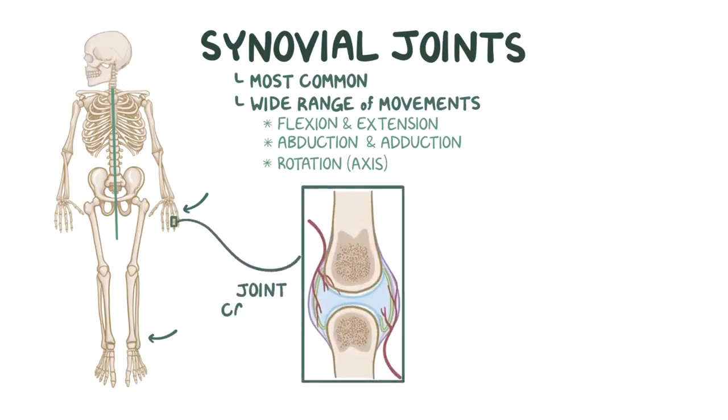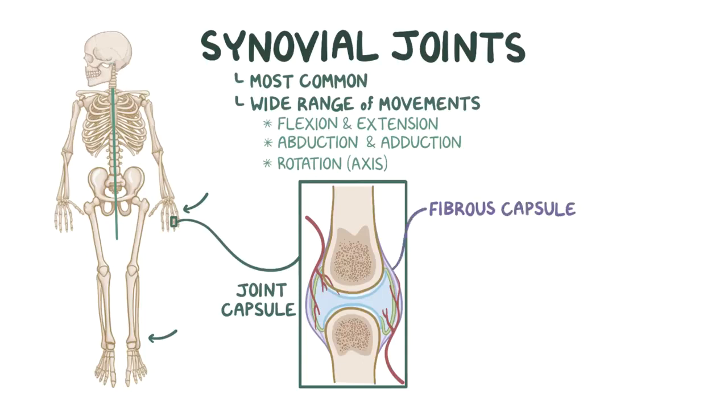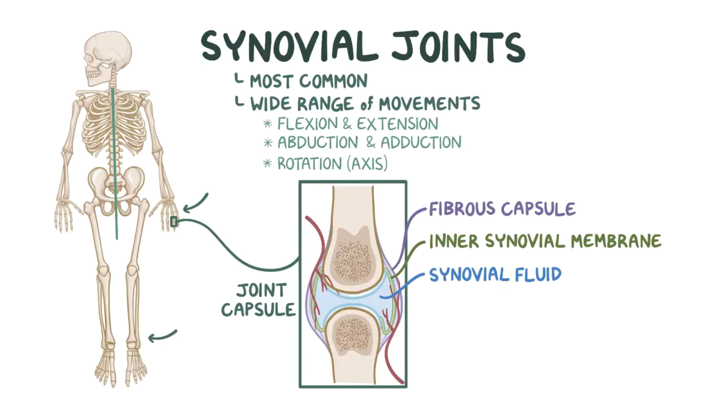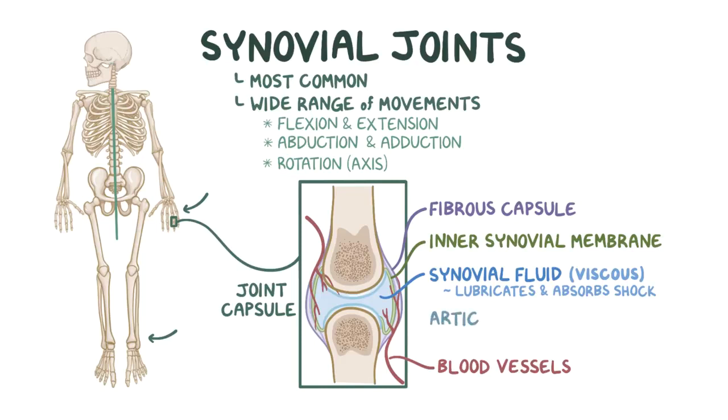Synovial joints have a joint capsule, which has an outer fibrous capsule and an inner synovial membrane filled with synovial fluid. Synovial fluid is a viscous fluid that looks like the white of an egg, and it helps lubricate the joint and absorb shock. The inner synovial membrane also has blood vessels that supply the cells in the joint with nutrients and oxygen. The tips of the bones that come together to form the joints are covered by an articular cartilage, which is a slippery smooth layer of hyaline cartilage that also absorbs shock and reduces friction during movement.